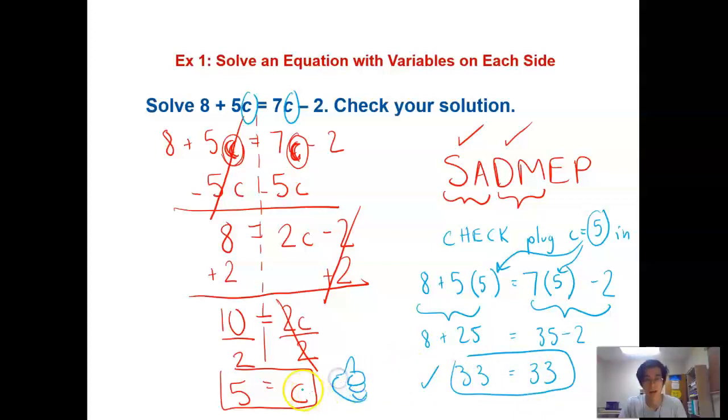Alright, this is my correct solution right here. 5 equals c, or c equals 5. Okay? So, good way to solve that. Alright, now let's look at a little more difficult question.